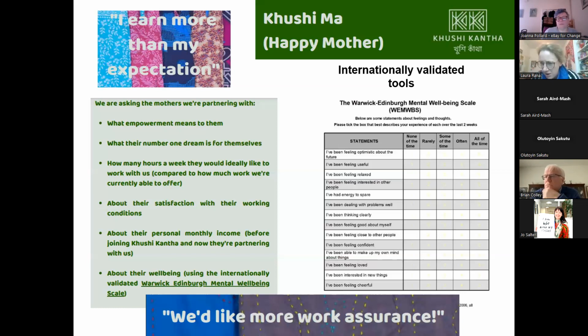I think Jitna was saying that you use number of hours of work created as an indicator. And yeah, we thought that was important. It's not just how much they're earning, but whether we're able to provide them with enough work and regular work, if that makes sense. And this was one of the key things that they're less happy about, or one of the things where we're not having the impact we'd like at the moment, is that they'd like more work assurance. They want more work, basically.